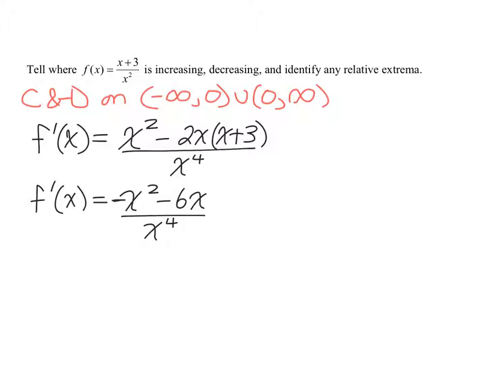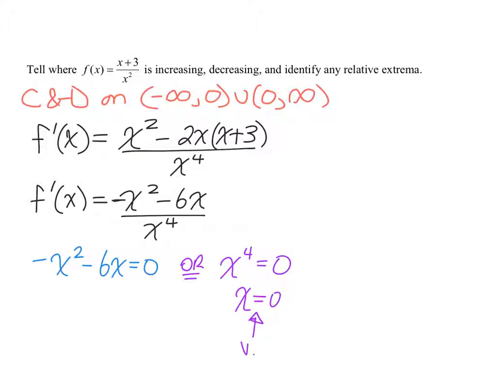All right, so I'm going to set it equal to 0, which is the same idea. Generally, don't forget to set it equal to undefined for fractions, because I know that there's a denominator staring me right in the face. So negative x squared minus 6x equals 0. I would also look at x to the 4th equals 0. So we get x equals 0, but that's a vertical asymptote. All right, so there's not going to be a relative extremum there because there's no graph there. It's still going to make its way into the sign chart, though.